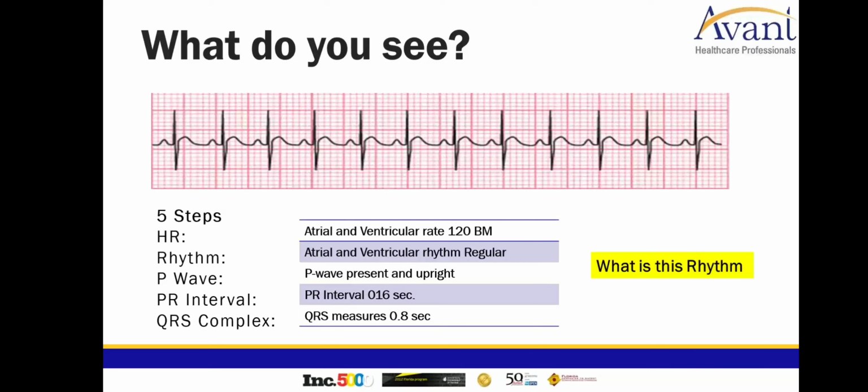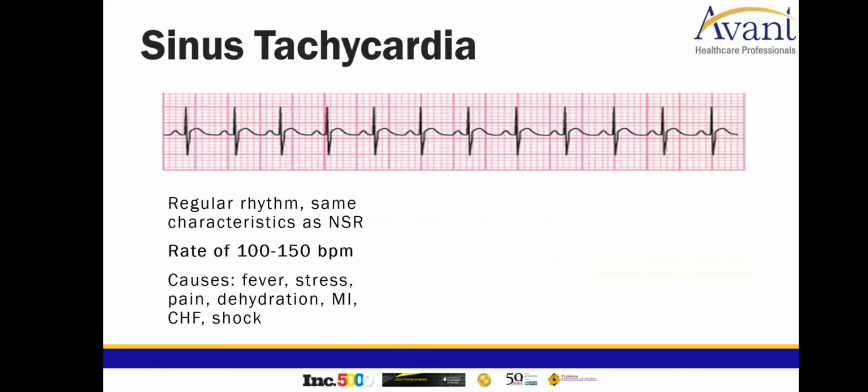Okay. So you should have gotten somewhere around 120 beats per minute, both for the atrium and ventricles. They're regular. There are P waves, PR intervals normal, QRS is normal. We call this sinus tachycardia. I'm sure you got that one pretty easily. Why? Because the rate is greater than 100, but less than 150. So these are the same characteristics.